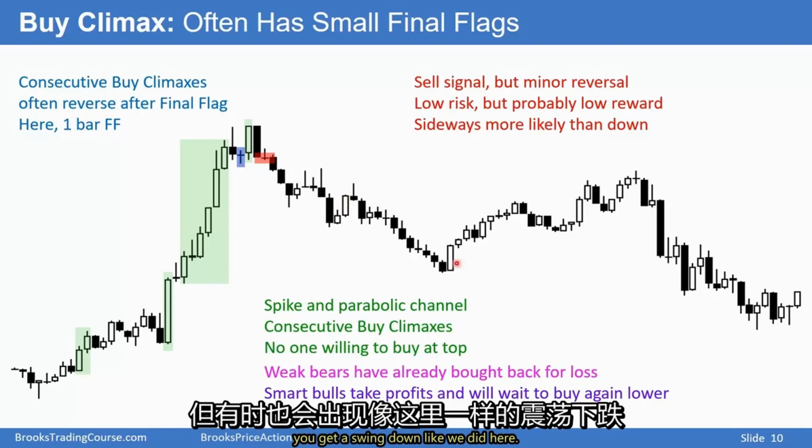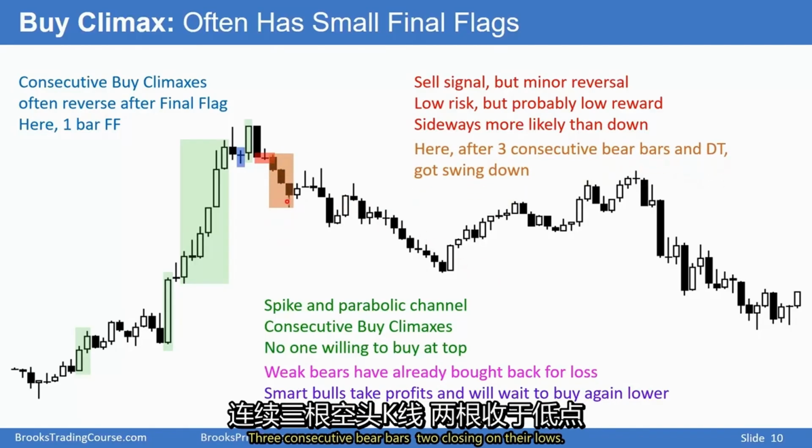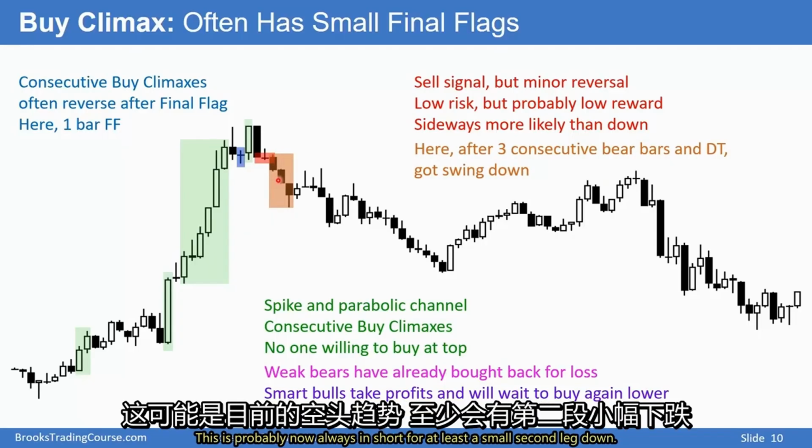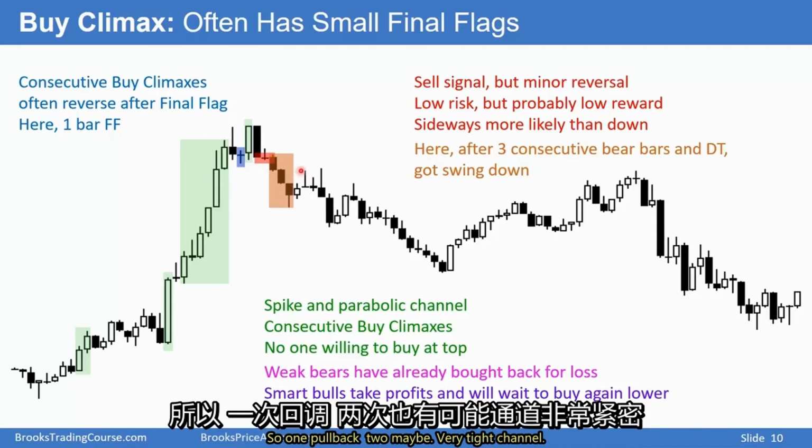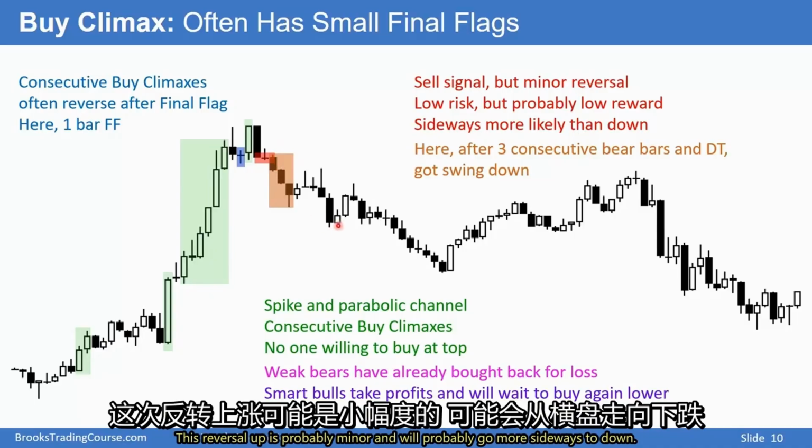Very tight bull channel, more likely a minor reversal into a trading range, but sometimes you get a swing down like we did here. 3 consecutive bear bars, 2 closing on their lows. This is probably now always in short for at least a small second leg down. So 1, pullback, 2 maybe. Very tight channel. This reversal up is probably minor and will probably go more sideways to down.